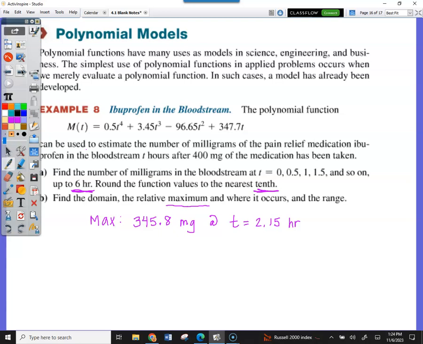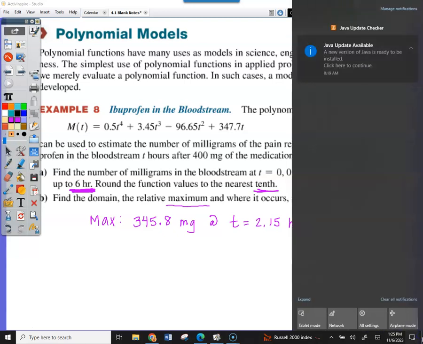Alright, find the number of milligrams in the bloodstream at 0, half an hour, 1 hour, 1.5 hours, and so on, all the way up to 6 hours. There was a lot to find here, and the fastest way to do it would be to use what feature on your calculator? Table. You will need to change your table to show you the half marks. I can show you how to do that. You would go to table set.